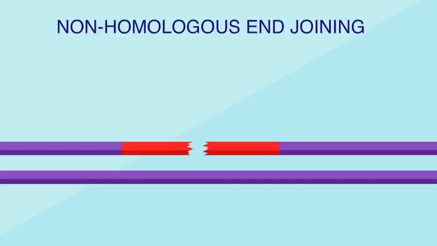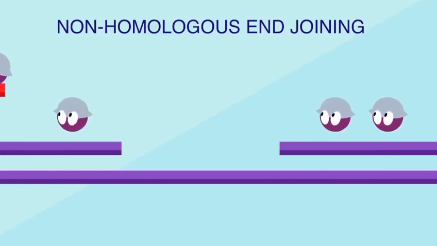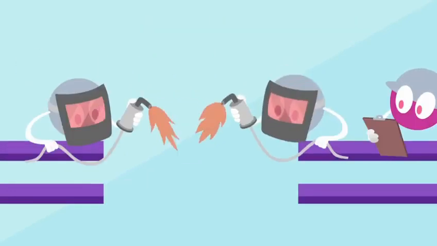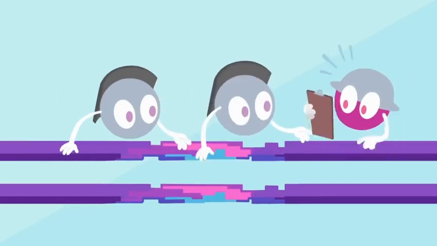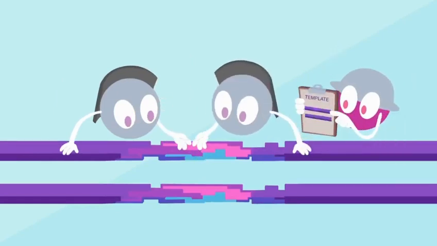Non-homologous end joining, on the other hand, doesn't rely on a template. Instead, a series of proteins trims off a few nucleotides and then fuses the broken ends back together. This process isn't as accurate. It can cause genes to get mixed up or moved around.